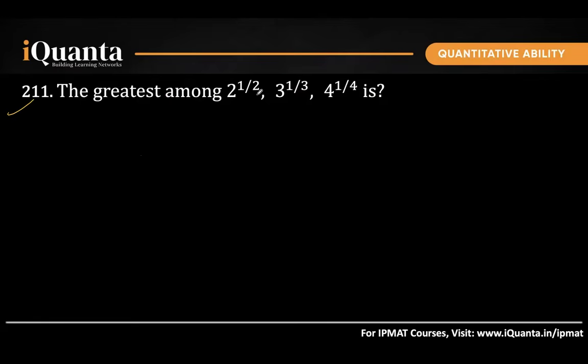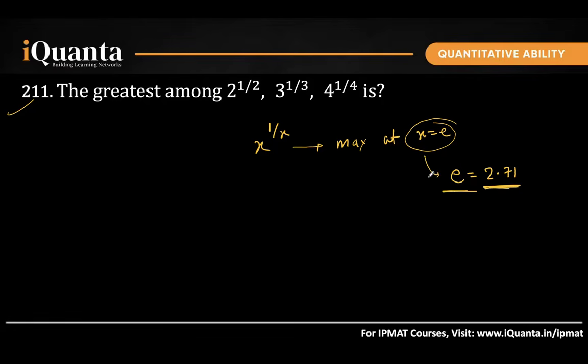The greatest among 2 to the power 1 by 2, 3 to the power 1 by 3, 4 to the power 1 by 4 is. Always remember all of these functions are in the form x to the power 1 by x, isn't it? 2 to the power 1 by 2, 3 to the power 1 by 3. Always remember this kind of function takes its maximum value at x equal to e. What is e? The exponential function, okay? And it has an approximate value of 2.71. So whichever of these is close to this e, because at e it is going to attain its maximum value.